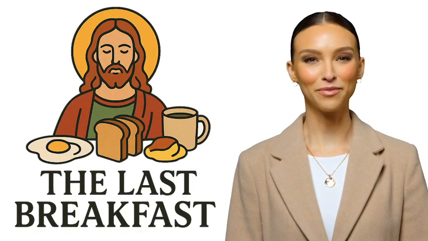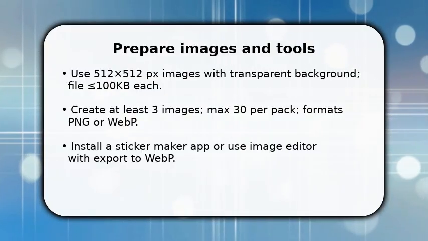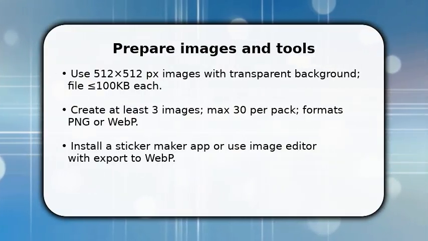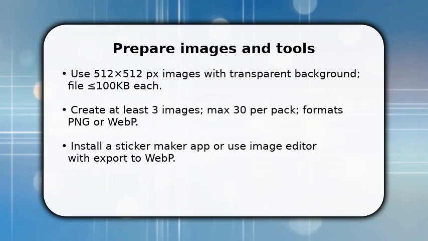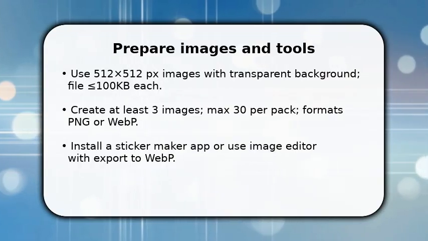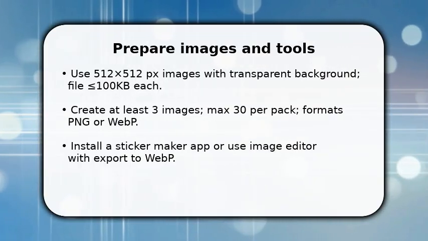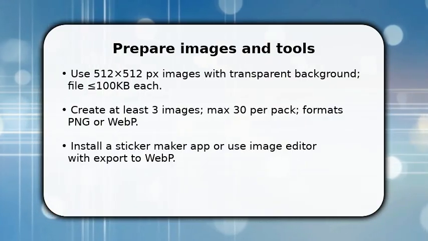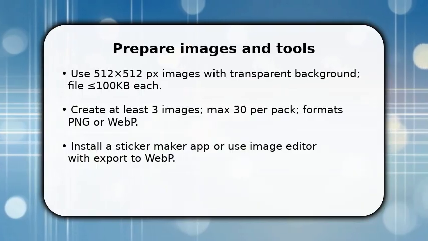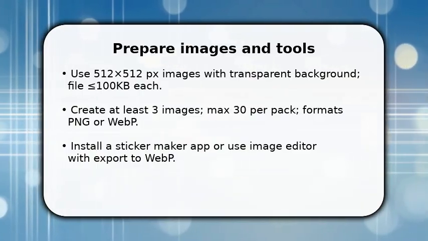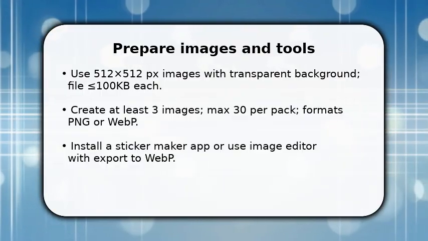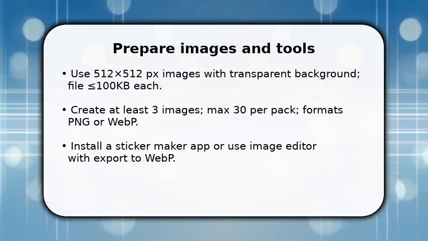Please enjoy the video. You start by gathering your raw art and the tools to convert it. Open your image editor, resize each sticker to 512 by 512 pixels, and remove the background so it's transparent. This ensures clean edges in chats. Save as PNG or export directly to WebP if your tool supports it. Once done, verify each file stays under 100 KB and collect a minimum of 3 images. That's the core prerequisite. Now you're ready to assemble a pack.